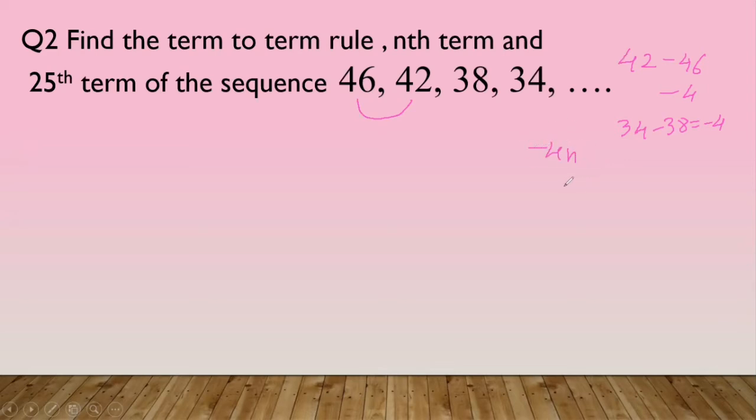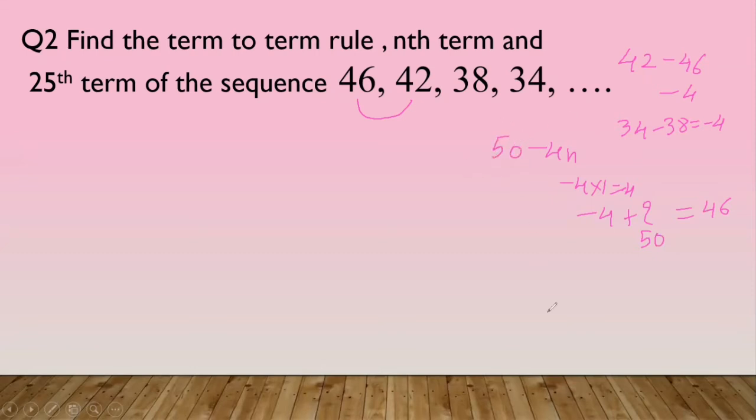Okay. Now if I put n is equal to 1, so minus 4 into 1, I get minus 4. Now minus 4 plus what will give me the first term, which is 46? So minus 4 should be added to what to get 46? So I should add 50. So my nth term becomes 50 minus 4n.